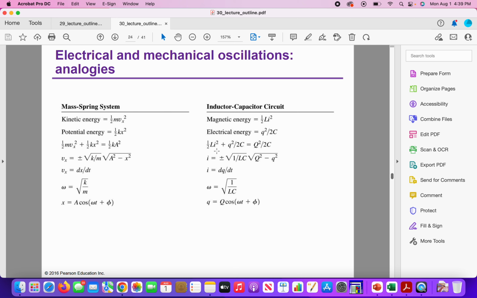The current is also i equals plus or minus square root of 1 over LC times the square root of Q squared minus q squared, where i equals dq over dt, omega is the square root of 1 over LC, and q is changing sinusoidally as q equals Q maximum cosine of omega t plus phi.